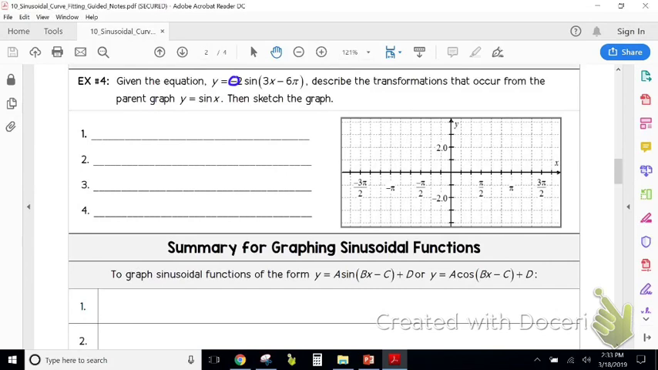It's a negative. Oh, it's going to flip. It's a reflection. Y'all are jumping ahead. Reflection across what axis? X. Good.